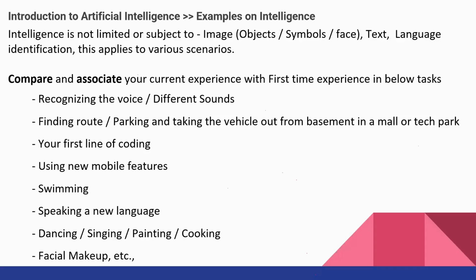Similarly, I told you about the parking lot, the first line of coding, and the mobile phone. Whenever you take a mobile phone, on day one you look for the features, what things are there, how to navigate and all. Within 1 or 2 days or a week, it becomes automatic. Automatically your mind gets that intelligence. Swimming and speaking a new language are very good examples. For example, if someone comes from Delhi to Bangalore, on day one he struggles to understand what's going on, but over a period of time it becomes simple. Similarly, dance and facial makeup also: when you try makeup for the first time, you make some mistakes but you learn. So this is what intelligence actually is.